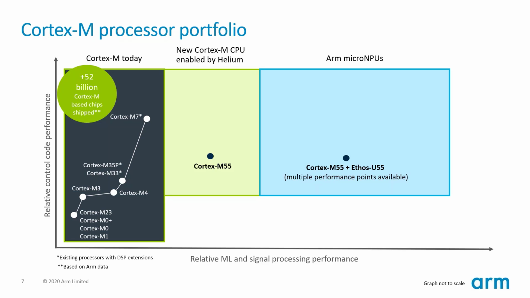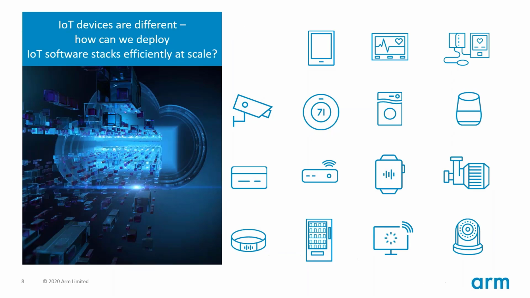And new this year is the Cortex-M55, where we have added the Helium instruction set. This is a vectorized instruction set. And this processor can also be combined with the Ethos-U55, which is a neural network processor for machine learning. So this is the portfolio of processors where you can actually use the software stack that I'm talking about.